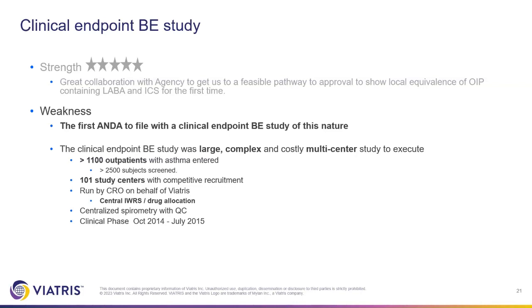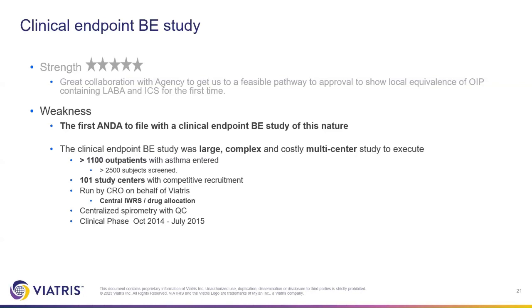We had competitive recruitment because you don't know how, you know, some centers recruit a lot, some recruit very little. We had a large multinational CRO who were experienced in respiratory studies who ran this on behalf of Viatris. We had to keep very clear oversight of them as we went through the process. We had central randomization and drug allocation to be able to coordinate clinical supplies between 101 study centers when you're not quite sure who's going to recruit how many, which is a very complicated process.